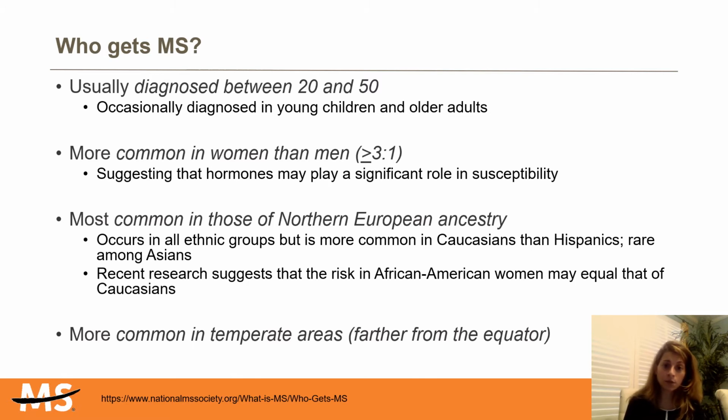It is most common in those of North European ancestry, but all races can be affected. It is more common in Caucasians than Hispanics, and research has shown that the risk in African American women may be equal to that of Caucasians. It is more common in temperate areas the furthest you go from the equator.